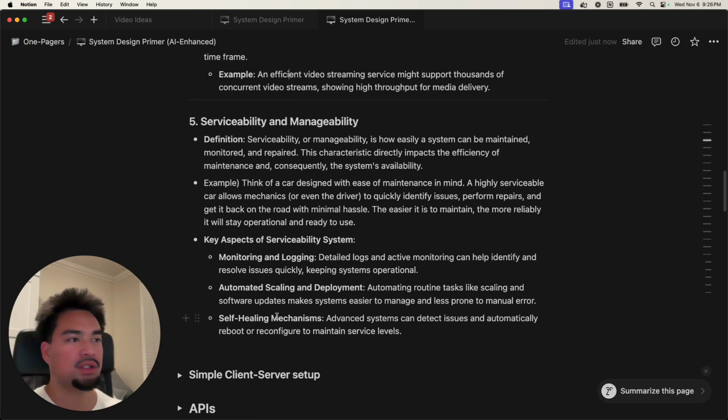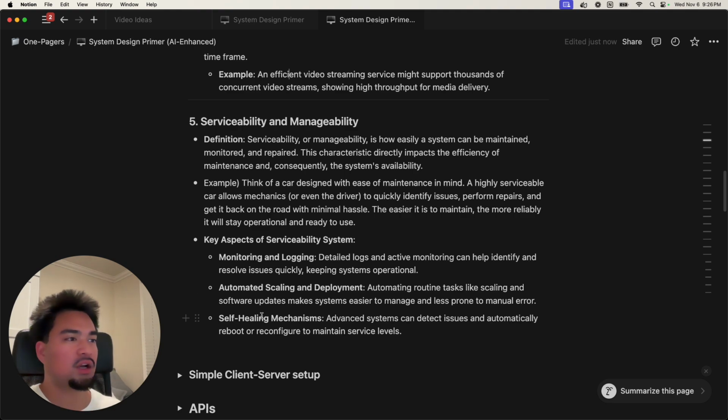I think the main thing with serviceability and manageability is thinking about my system and asking, if I had to give this to someone else and they had to run with it while I was out of office, how easy would it be for them to run it? How easy would it be for them to fix it, and things like that. So you want to design a system that's easily serviceable and easily manageable.